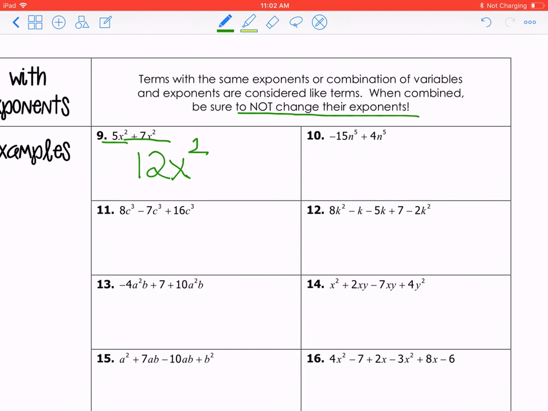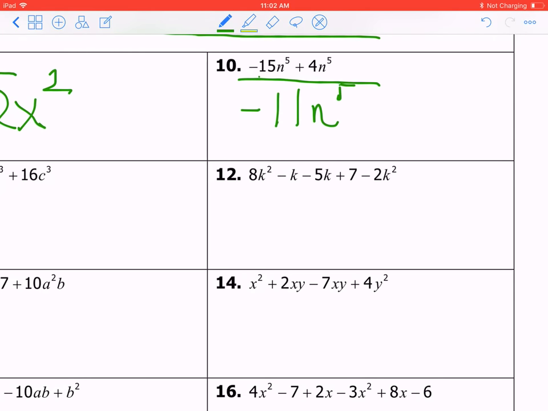Okay. Same thing for number 10. We have the coefficients. Negative 15 plus 4 gives you negative 11. Do not change the exponents. They stay n to the 5th. Okay, number 12. We have a little bit more going on in number 12, so zoom in. Okay, so for 12, we have k squareds.